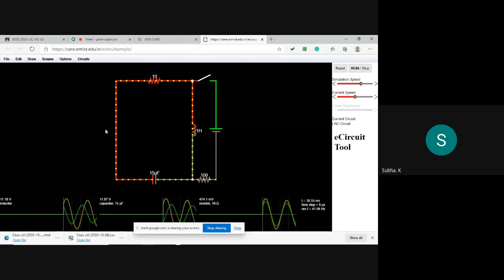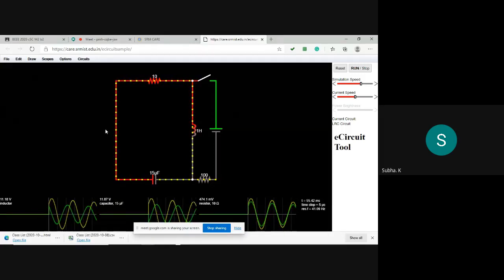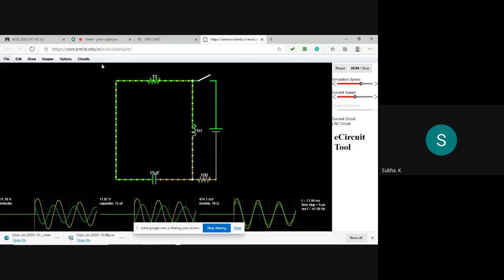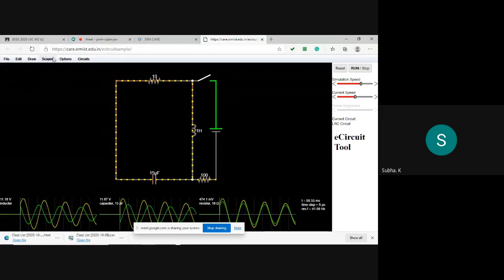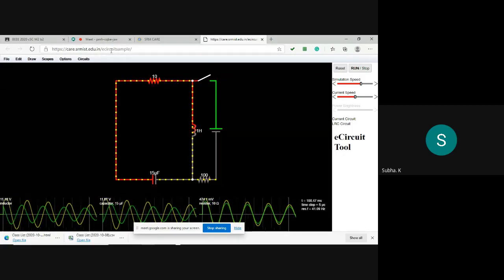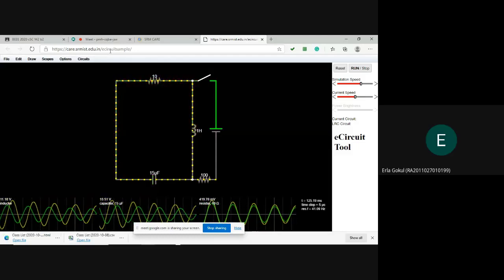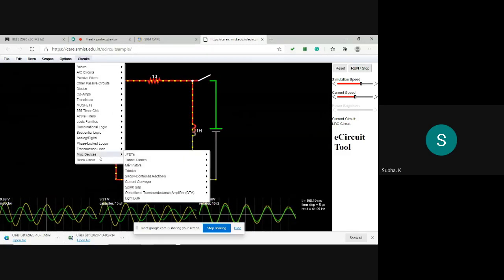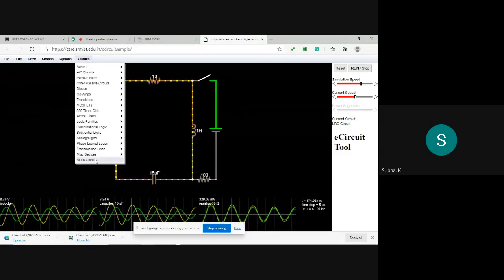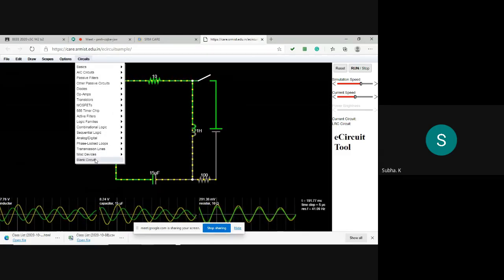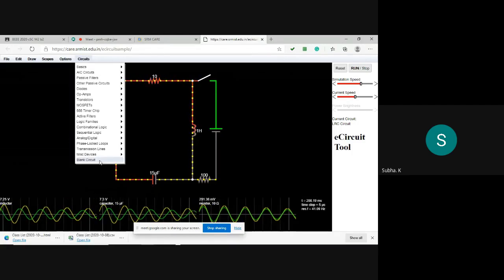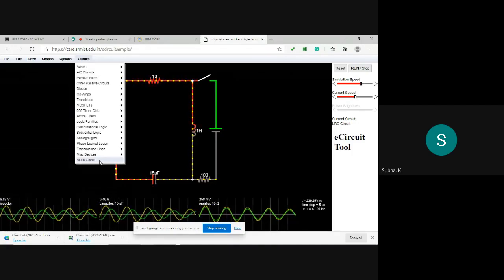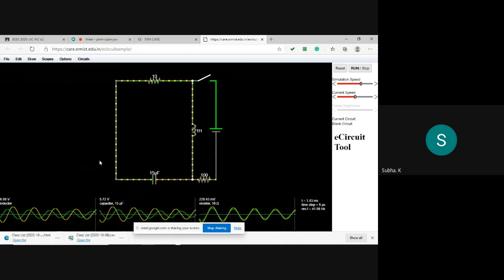This is a default circuit, but I want a blank circuit. So on the top, you are able to see file, edit, draw, scopes, options, circuits. Then under circuits, you click blank circuit. Are you able to get it? Yes, ma'am. Click one blank circuit. Okay.